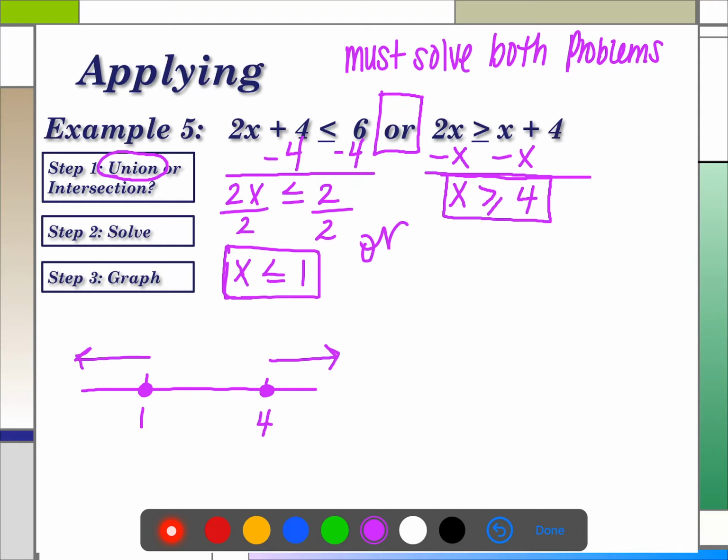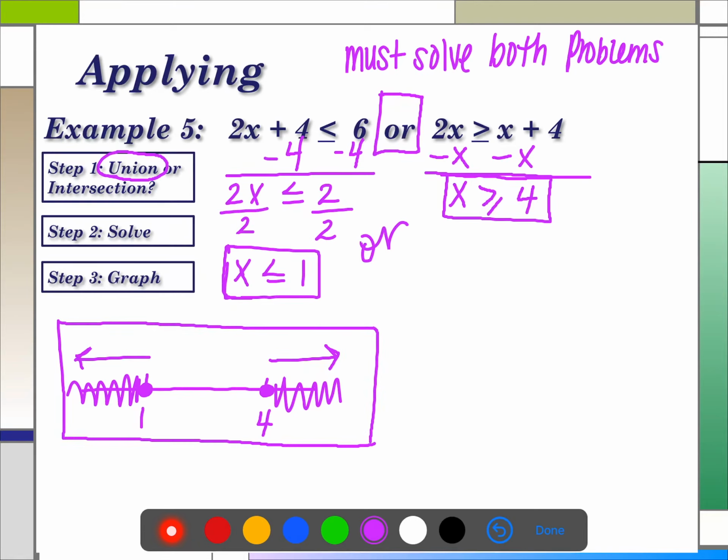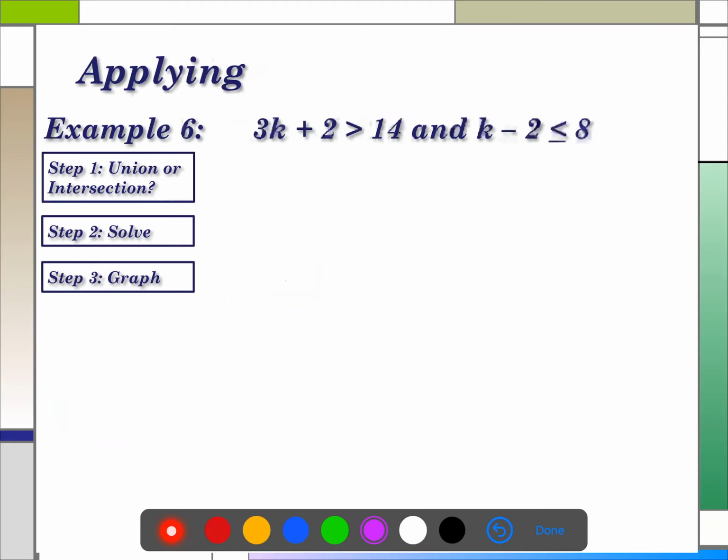And now for a union, we have to think, well, what does a union take in the shading? A union takes everything that you graphed. So I graphed over here, and I graphed on the right. Okay, so that is my final answer. x is less than or equal to 1, or x is greater than or equal to 4, and the accompanying graph that shows that. Okay, hopefully you didn't find that to be too difficult. So let's try another one.